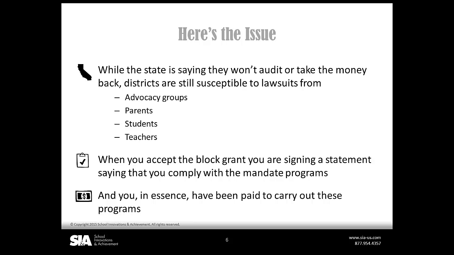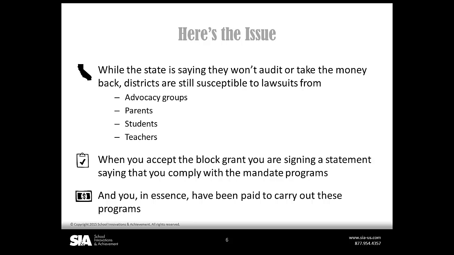So it's important to remember that when you accept the block grant, you're signing a statement saying you are complying with all 42 mandates, and in essence, you're being provided the funding to carry out these requirements.